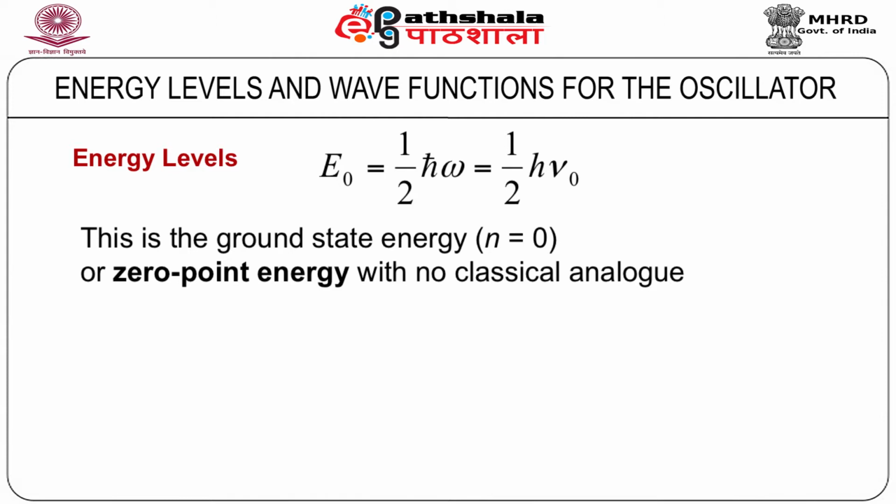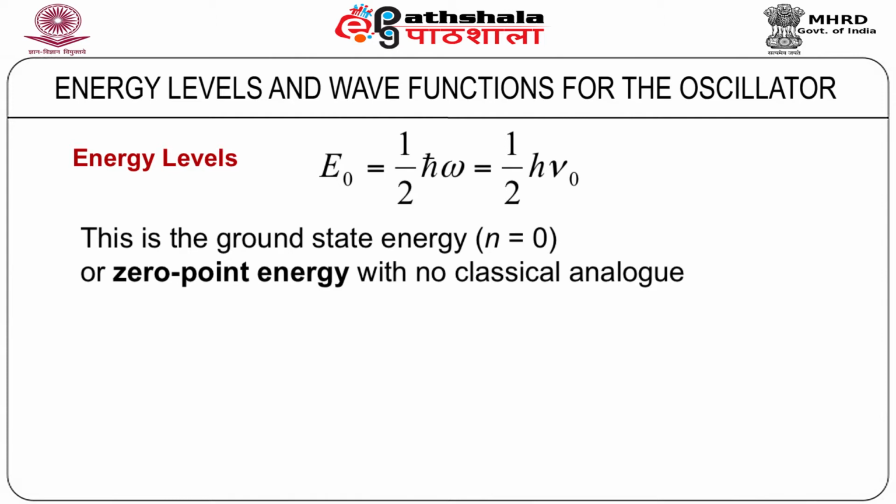This doesn't have any classical analog, because for a classical oscillator the minimum energy of vibration is 0 when the oscillator is at rest. But in quantum mechanics, a quantum mechanical oscillator always has a minimum energy or a residual energy, which is half h cross omega or half h nu 0. Well, this is contrary to the expectation of classical mechanics, and this ground state energy is referred to as the zero-point energy. So this is very important to note.